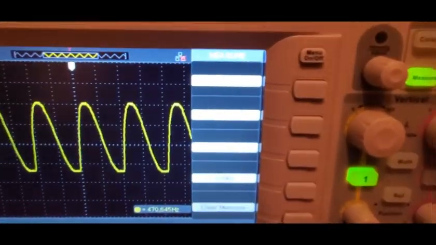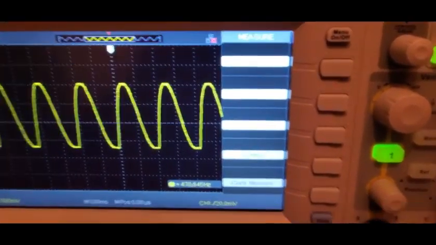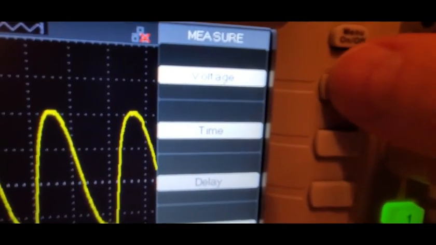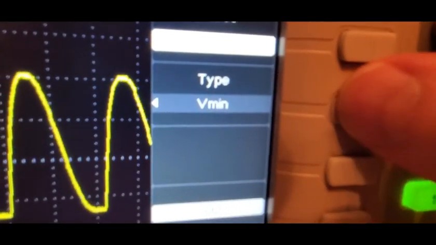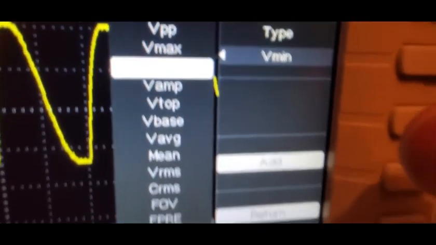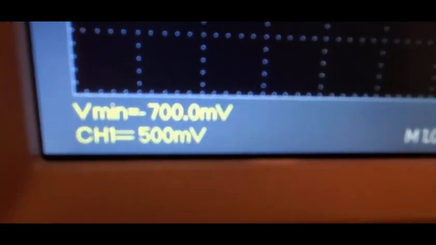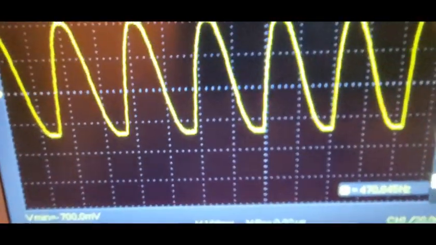Now we can start to have fun with the oscilloscope. So measure. It's hard to get any of this to show up. Measure, and then we want to say voltage. And I'm interested in Vmin. That's what I want to measure. So I'm going to say add. And now we see down there, it says it went 700 millivolts negative.